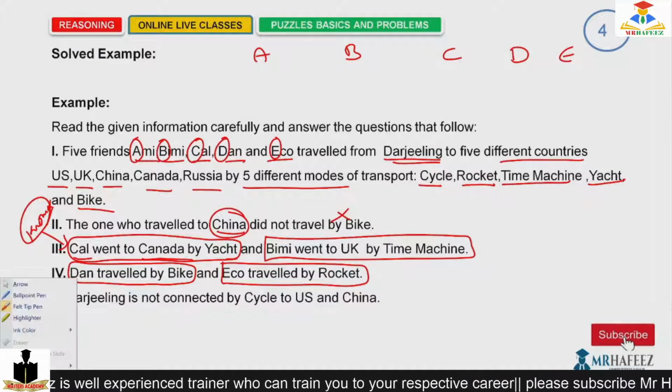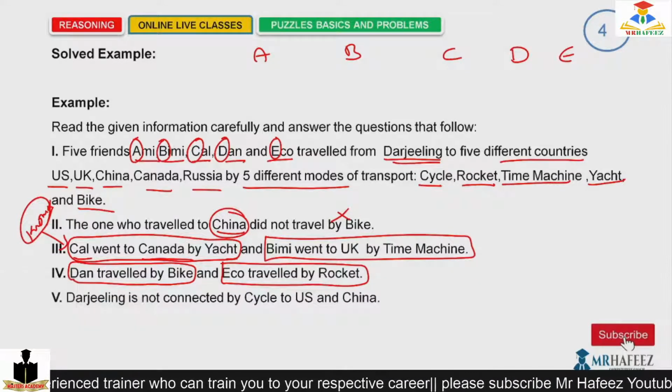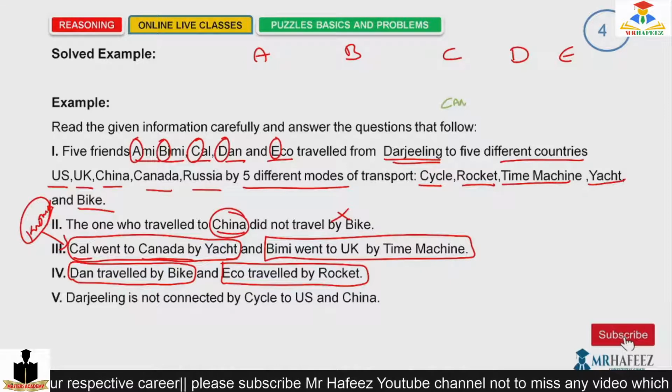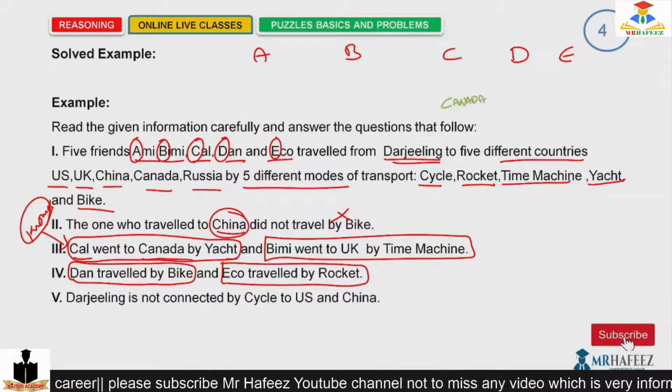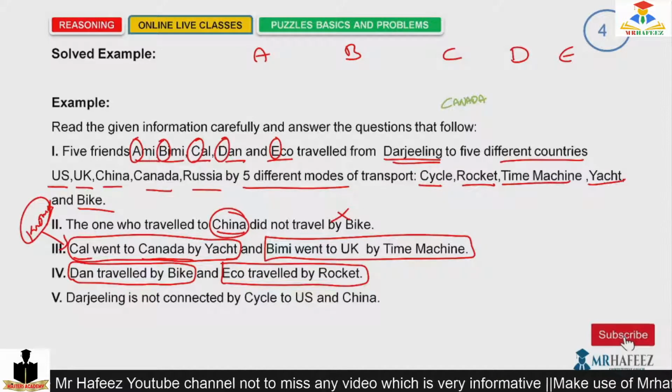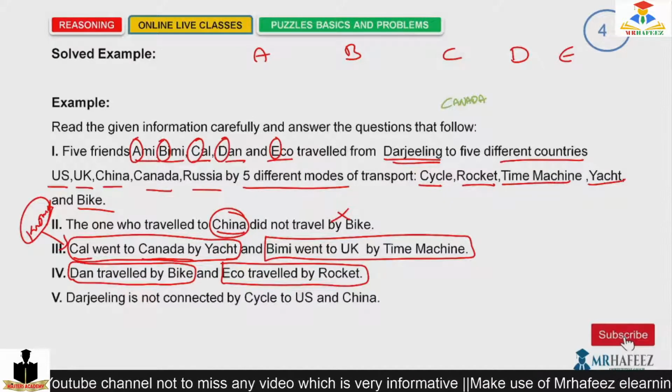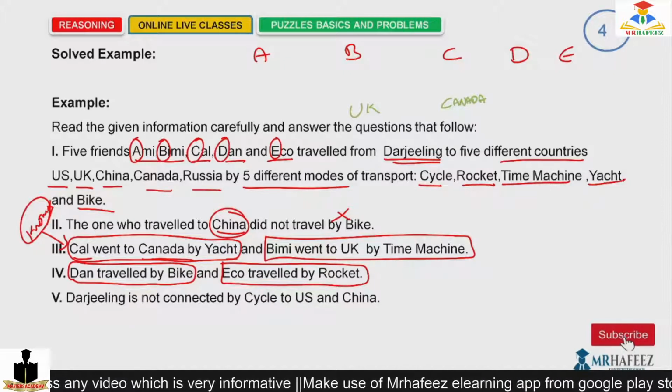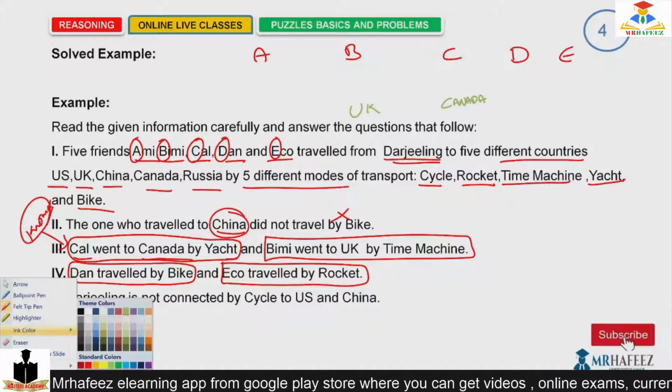And I'll change the color. Carl is to Canada. So he went to Canada, and Beam went to UK. So that's it. And later I will change another color.